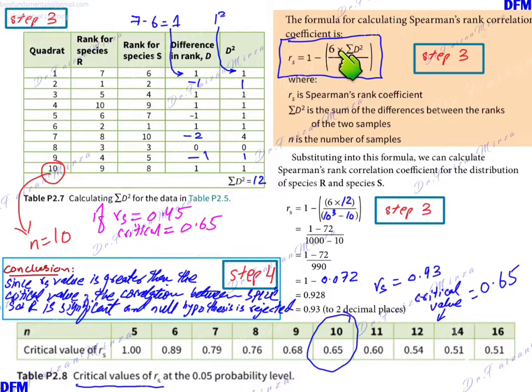So you don't need to learn the formula, but you need to know how to handle the formula. So 6 is to multiply by summation D squared. My answer summation D squared comes out to be 12. So I place 12 here. So I have to multiply 6 and 12. So 6 and 12 getting multiplied here.